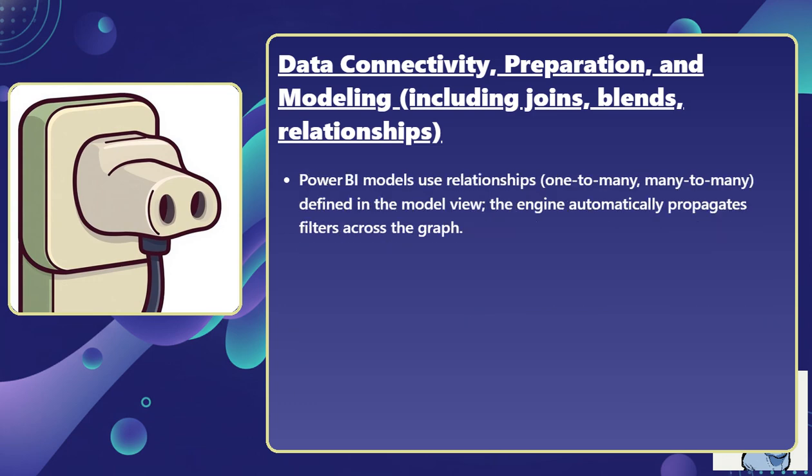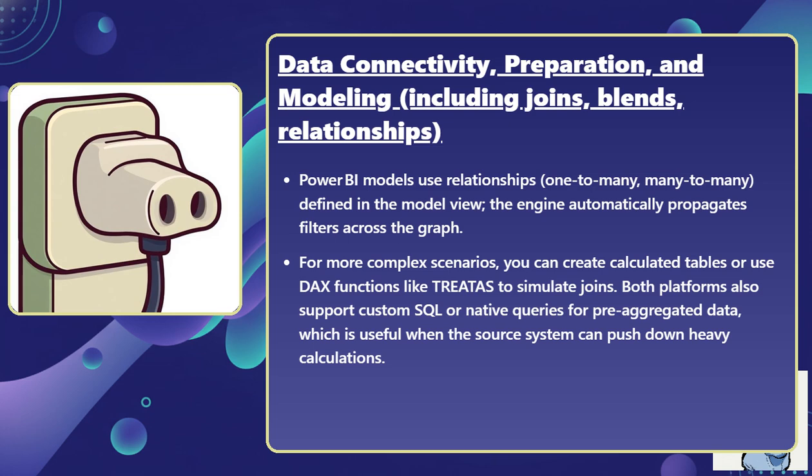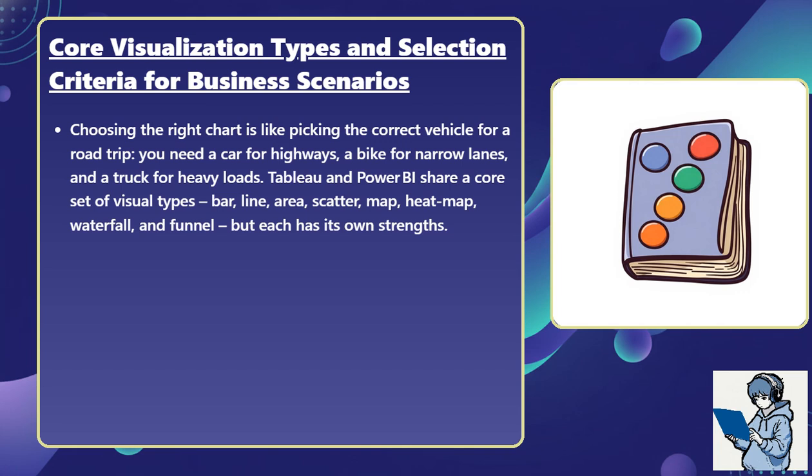Power BI models use relationships, one-to-many, many-to-many, defined in the model view. The engine automatically propagates filters across the graph. For more complex scenarios, you can create calculated tables or use DAX functions like TREATAS to simulate joins. Both platforms also support custom SQL or native queries for pre-aggregated data, which is useful when the source system can push down heavy calculations.